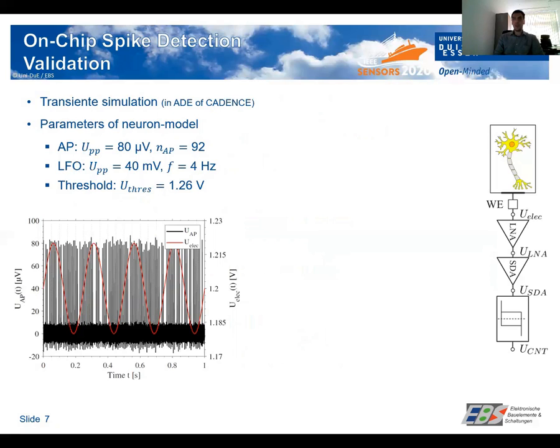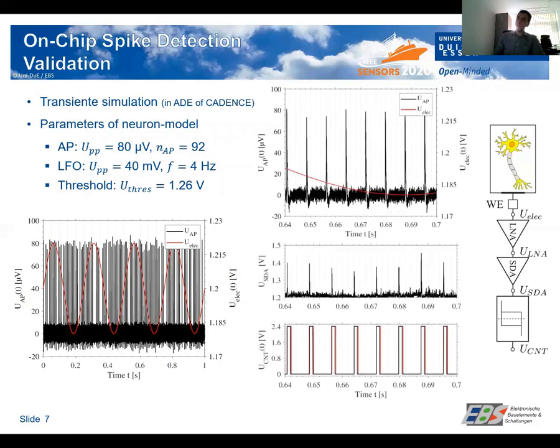The CMOS circuit of the optimized SDA has been simulated in the analog design environment of the ASIC development program Cadence with the already described neural emulator. In this simulation, the script sets 92 action potentials, each with an amplitude of 80 microvolts. With a detailed zoom, the output of the SDA shows only strong responses in the presence of an action potential, and the oscillations have nearly no impact. And only at these timestamps of an action potential, a trigger pulse is available.